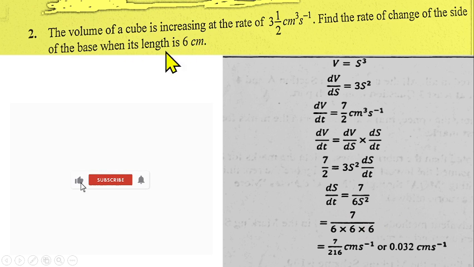But we are given the side of the cube to be 6. So that means you'll be having 7/(6 times 6 times 6), because s, the side, is 6. So that means you have 6 squared. So technically you'll be having 7/612 centimeter per second. Or if you change it to a decimal number, you'll be having 0.032 centimeter per second as the rate of change of the side of the cube. So that's the second question we have just completed.